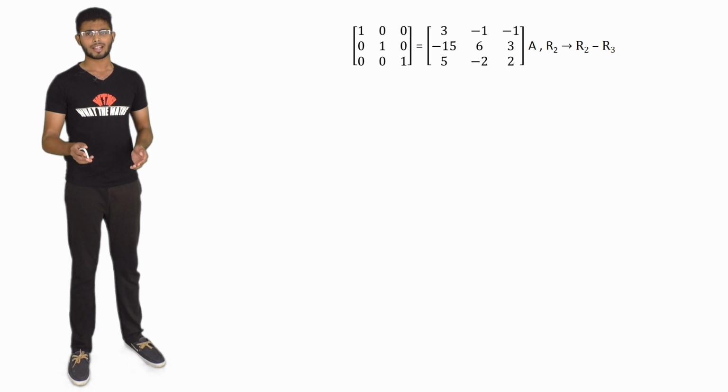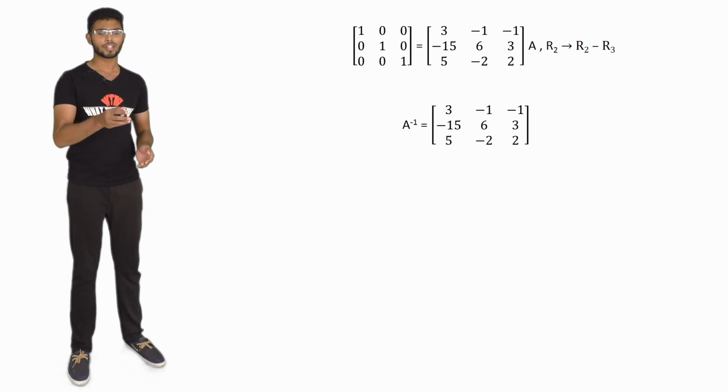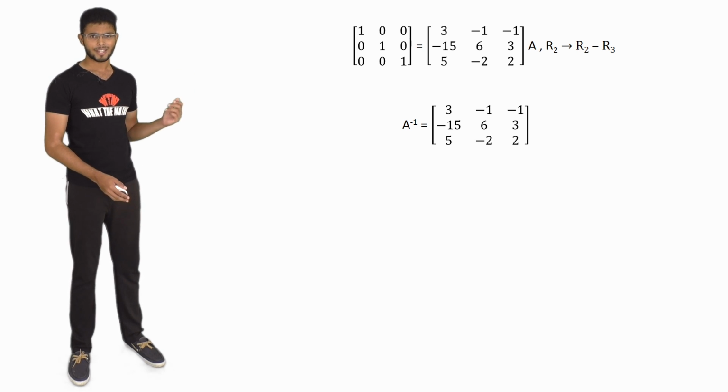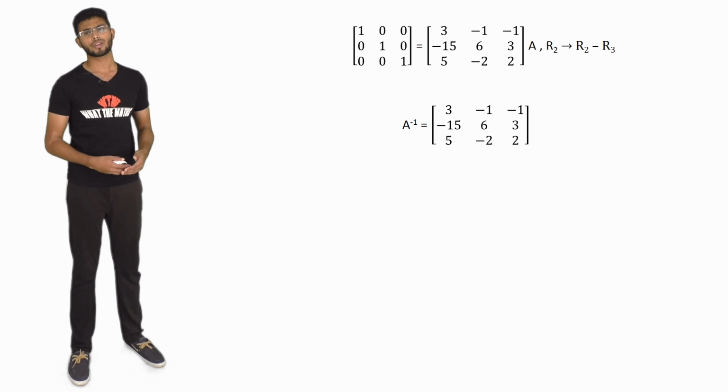So now as you can see, the inverse matrix of A is going to be 3 minus 1 and minus 1, minus 15 6 and 3, 5 minus 2 and 2. So that's going to be our inverse matrix.